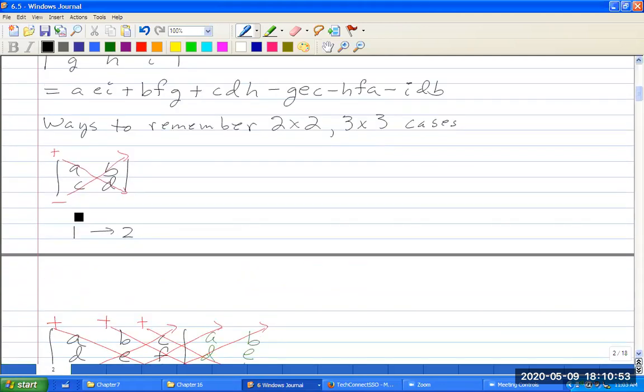Or remember this. If I go in this positive direction, I do the first element in the first row times the second in the second row. Going in the other direction, it's opposite the arrow, so you have to do a minus. So it's AD minus BC.